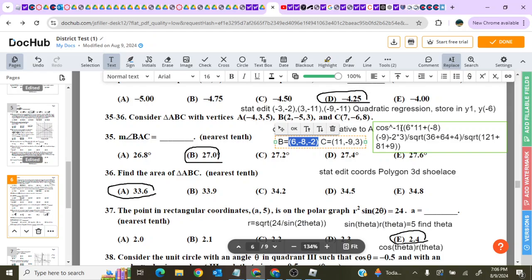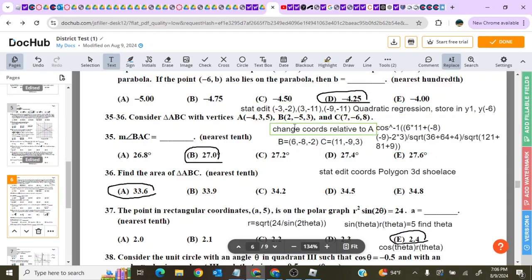Find the area of triangle ABC. We can use our shoelace program for this, our 3D shoelace one. Edit all the coordinates, put all the x's in L1, y's in L2, and z's in L3. And you'll get a value of 33.6 when you use the shoelace program.